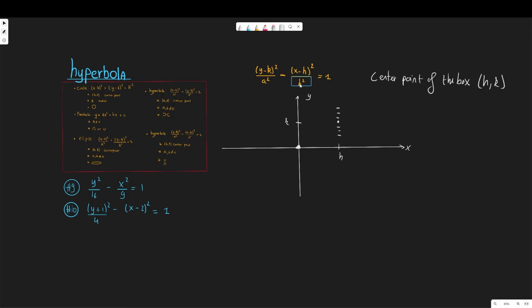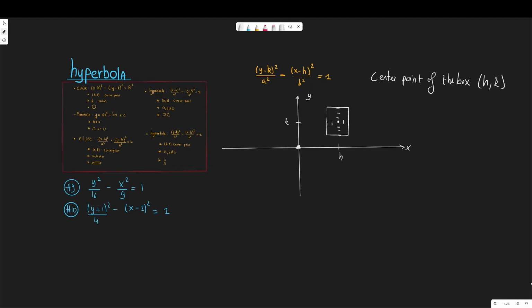And for our b constant, we have that b is underneath the x, so the length of the box will be in the x direction. So we'll have to go b steps in the x direction to both sides. So let's say that b is in this case 2 steps, so b steps to the right and b steps to the left. So now we have everything to draw our box, so let's do that like this.